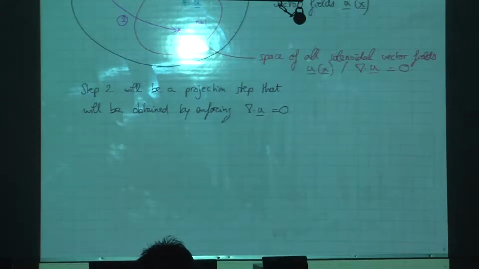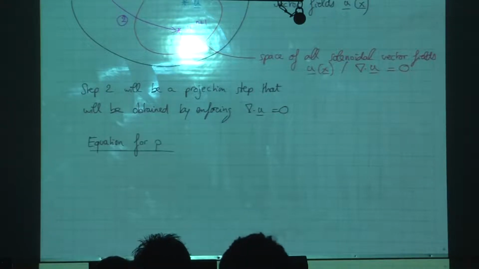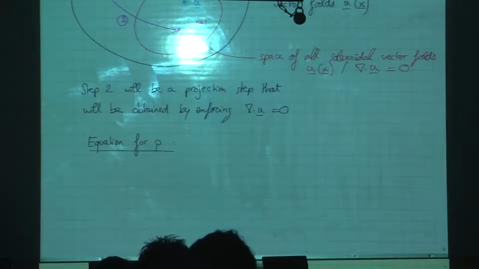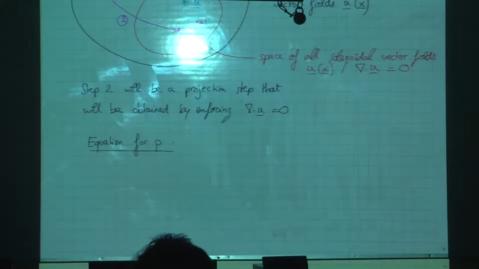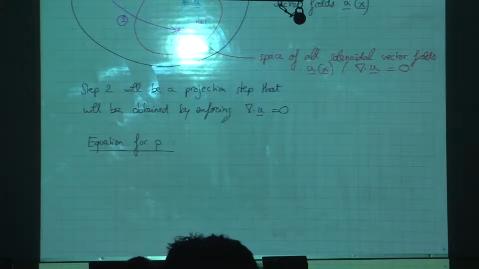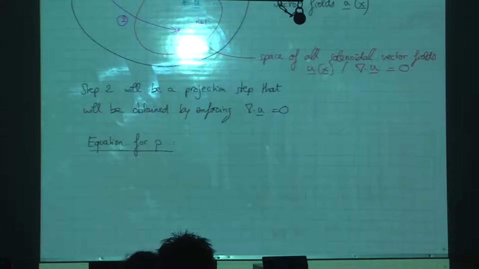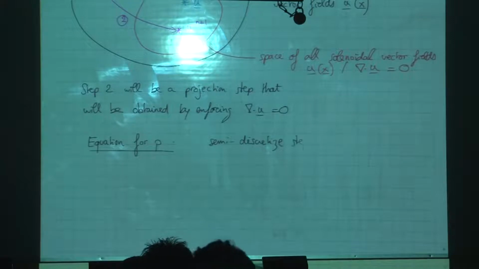Well, to figure it out, we're going to go back to this notation where I use an n, a star, and an n plus 1. And I'm going to semi-discretize step 2. I'm going to discretize in time, not in space for now. So discretization in time. So semi-discretize step 2.